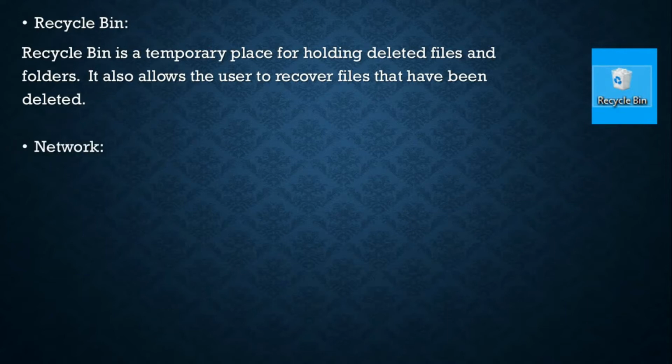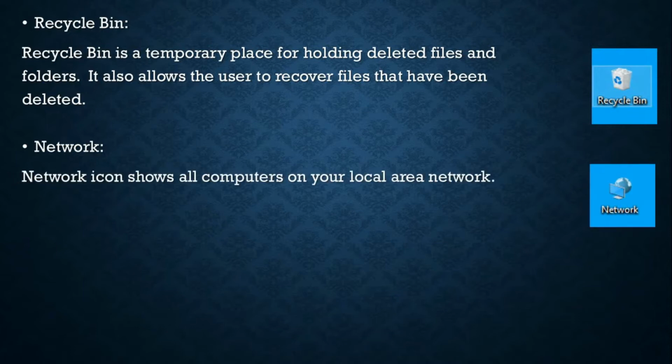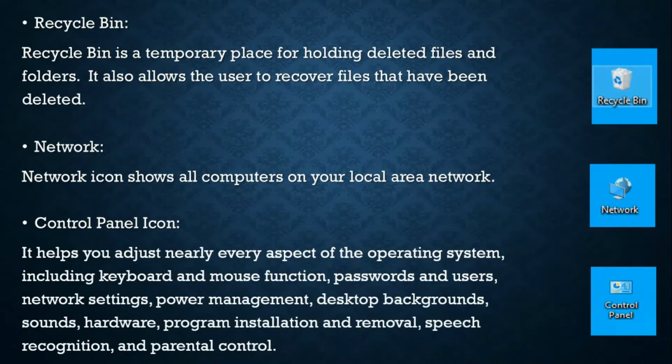Coming to the next desktop icon, that is Network. The network icon shows all computers on your local area network. And the Control Panel icon helps you adjust nearly every aspect of the operating system, including keyboard and mouse function, passwords and users, network settings, power management, desktop background, sounds, hardware, program installation and removal, speech recognition and parental control.